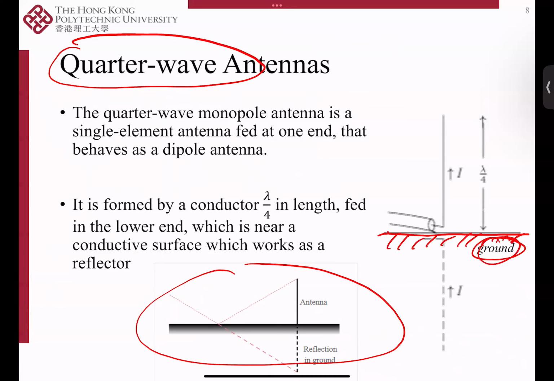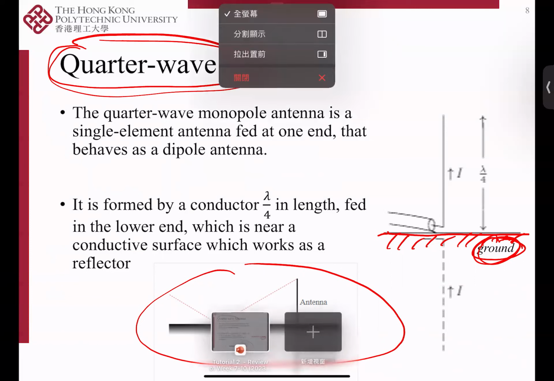But this ground can actually be any surface with the same characteristics as the ground. That's why you can see some of these quarter wave antennas attached on the aircraft, where some component is serving as the ground. So the basic idea is that you have this kind of reflection. For example, let me use this drawing.